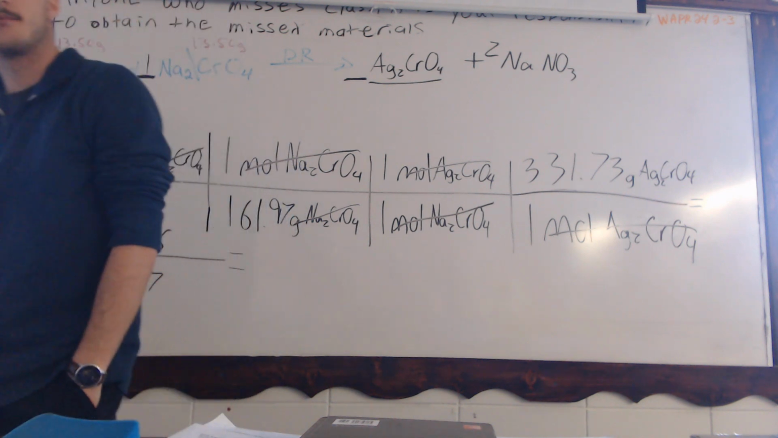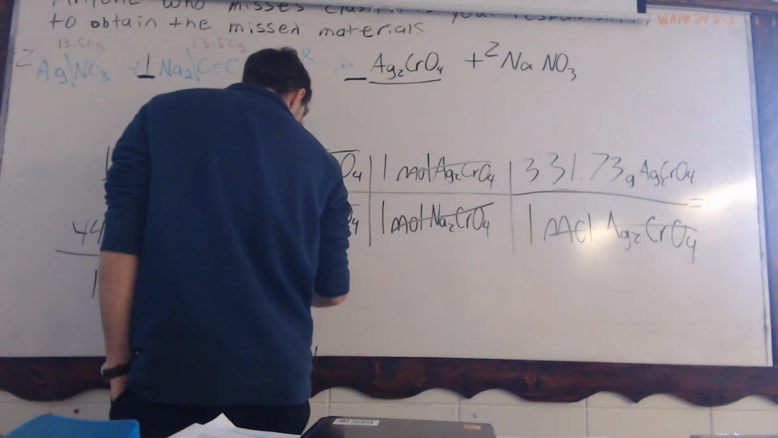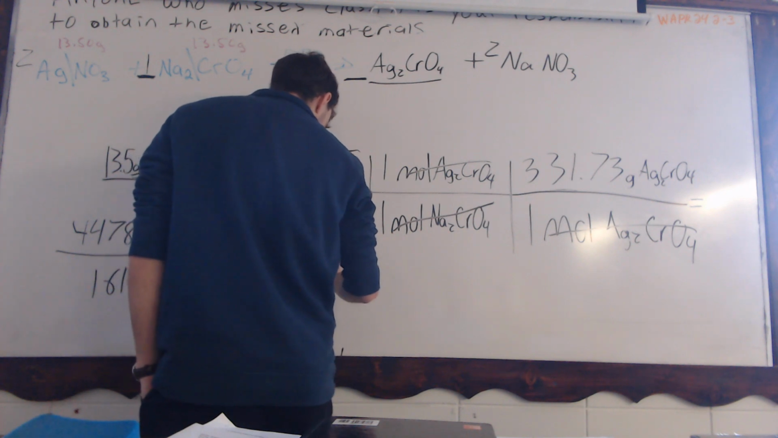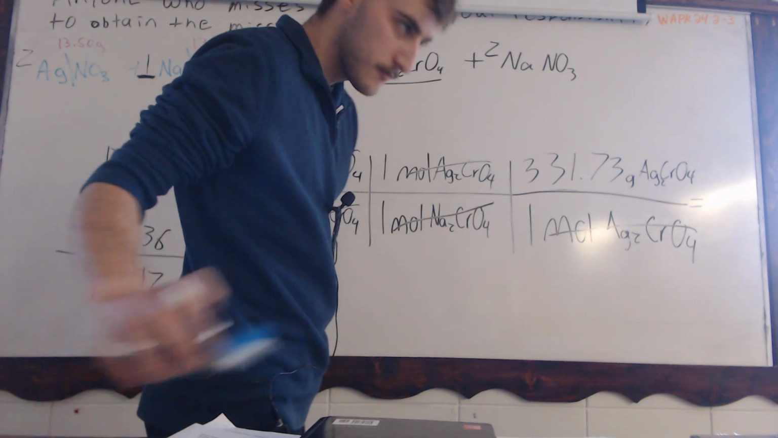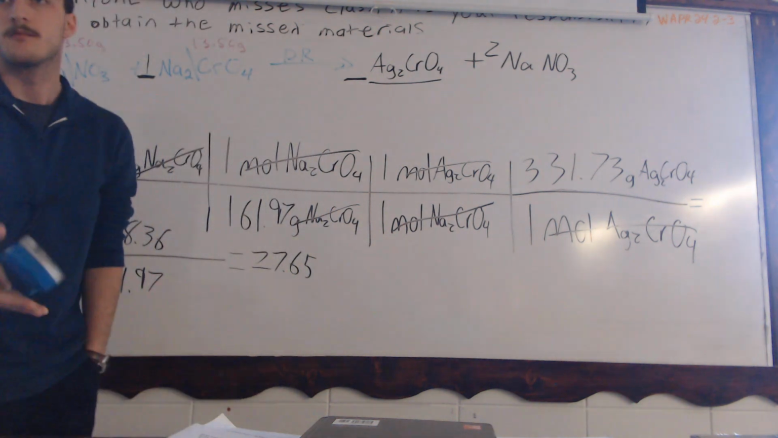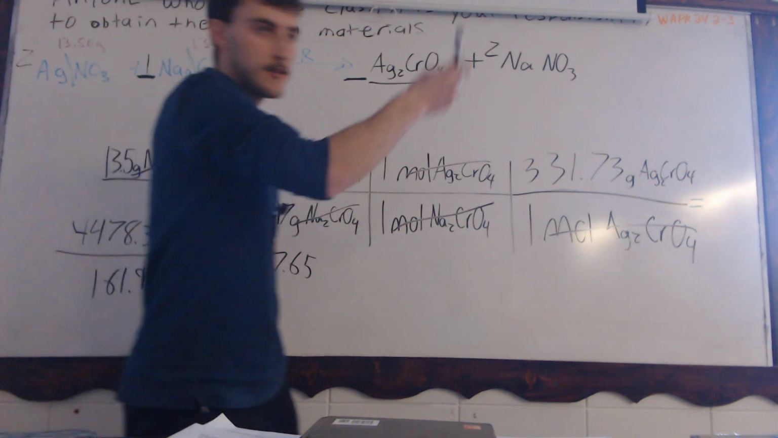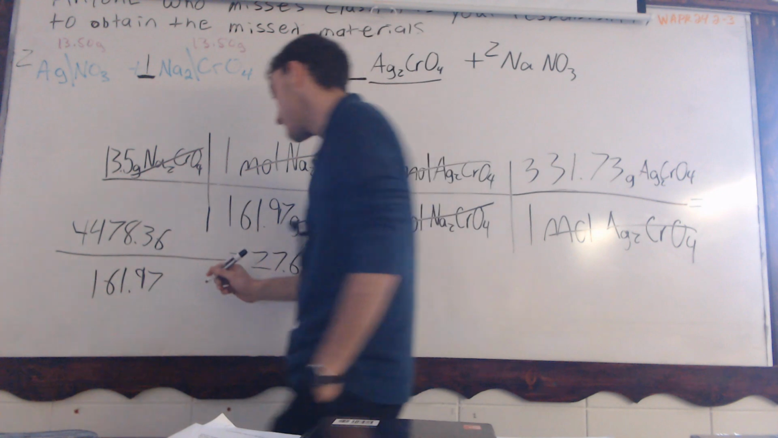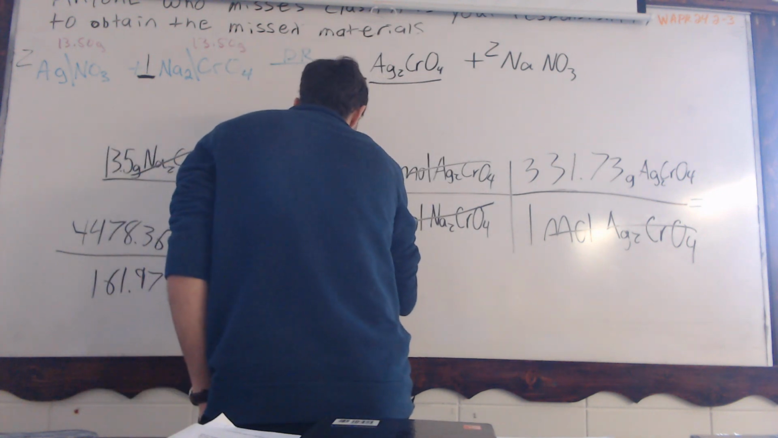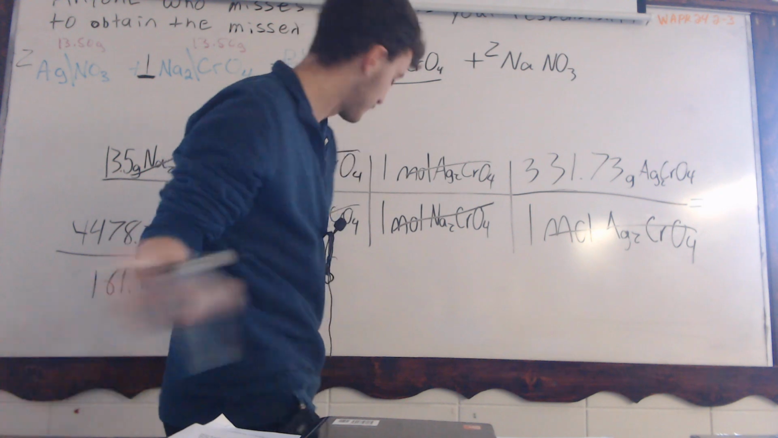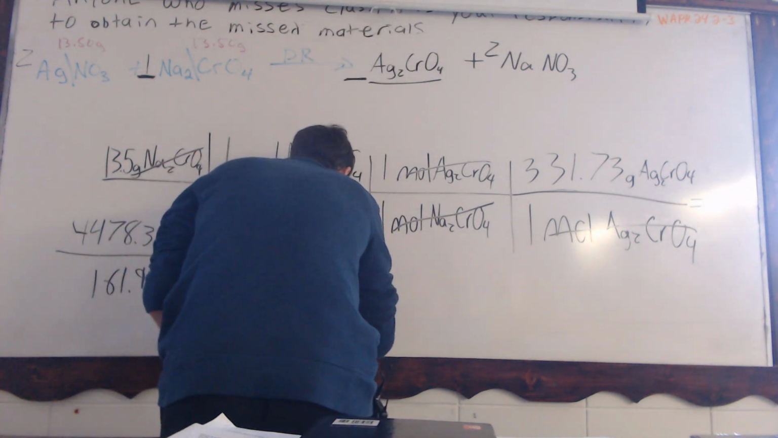Can anybody tell me? 27.65 is what I'm told. Everybody agree? Okay. So what's my units for it? Yeah, it's whatever we have left over. Everything else canceled out. It's grams of sodium chromate. Or I keep on saying sodium, I mean silver. G.